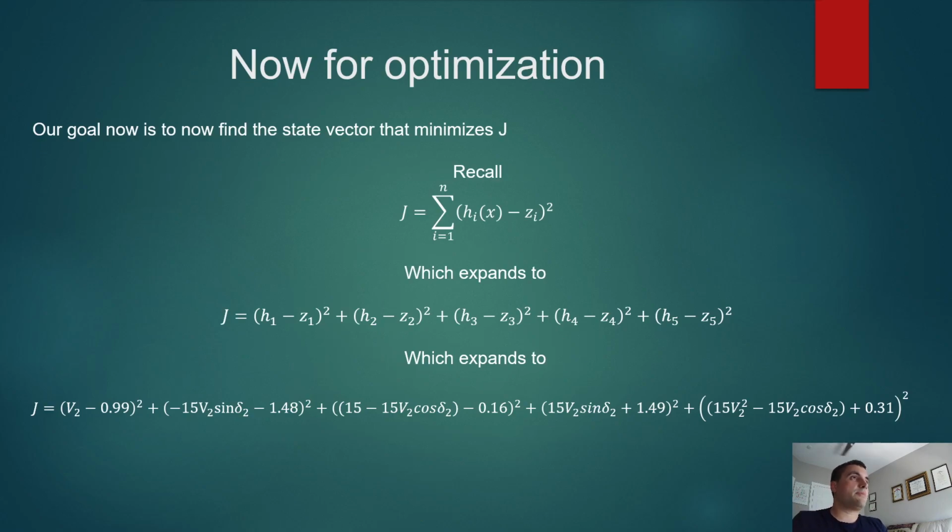So now for optimization. As we recall earlier, our goal is to minimize J, which is simply the H values minus the Z values squared and added together. So it expands out to this. Using substitution with the H that we just got, it expands out to this. It's big, long, and nasty.